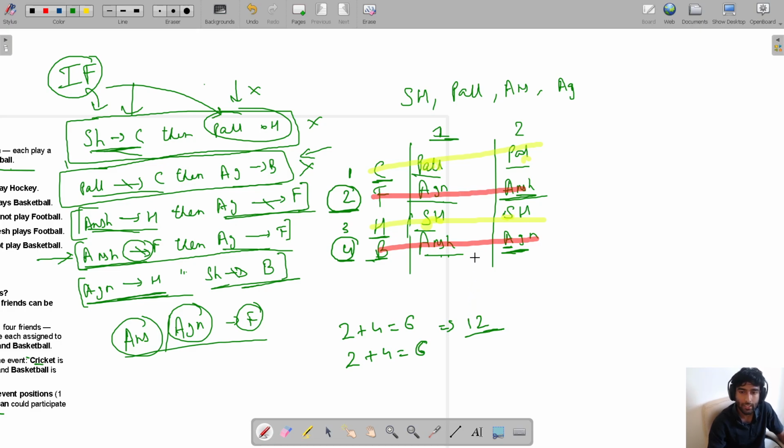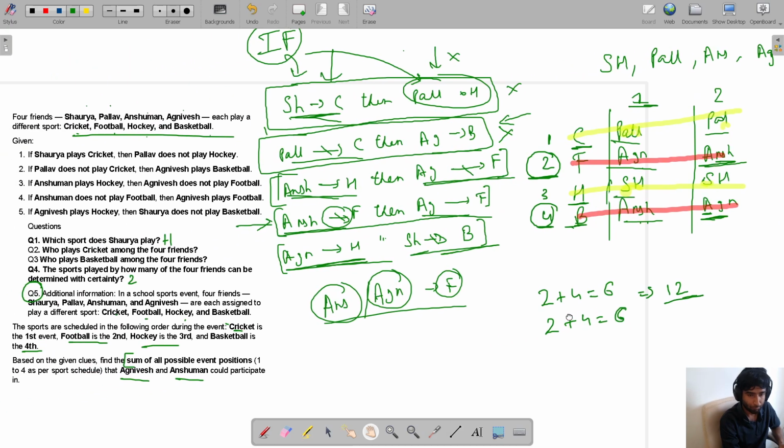Another way to look at it is what positions Agnivesh plays in. In the first case he plays in the second position, football being the second event, and in the second case he plays in the 4th event. So for Agnivesh you have a total of 6, and for Anshuman the same thing is happening. In the first case he's playing in 4th position, and in the second case he's playing in second position. So again 6, and in total you get 12. So there are 2 ways to approach the same question, and this is all for today.